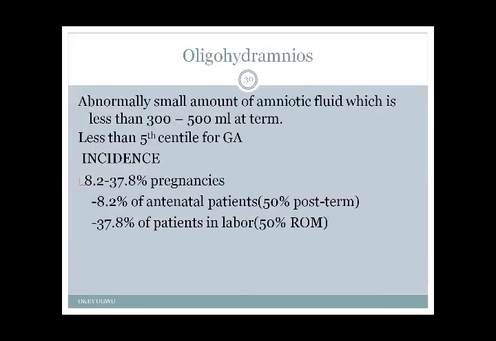Now coming to oligohydramnios. It is the abnormally small amount of amniotic fluid, which is less than around 300 to 500 ml at term, or according to books, it can be defined as less than the 5th percentile for the gestational age. Incidence is around 8 to 30% in pregnancies, and more in antenatal patients, around 50% in post-term patients, because more of the amniotic fluid gets absorbed at term and post-term.